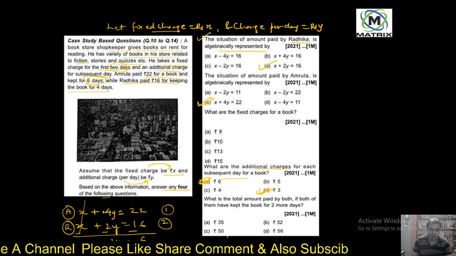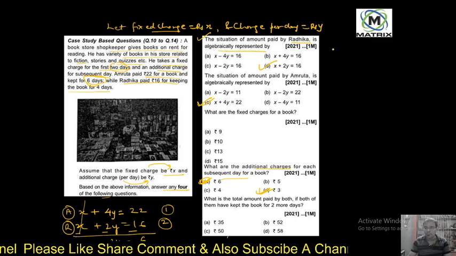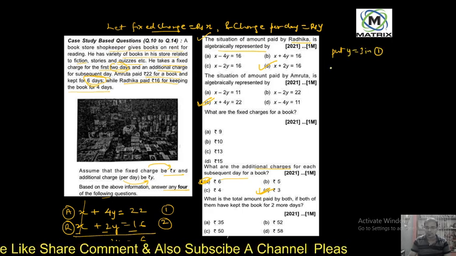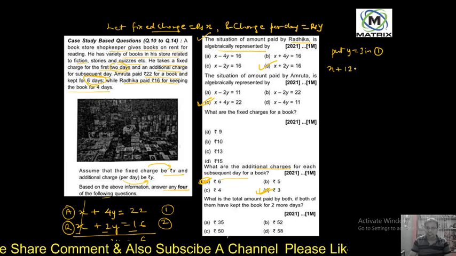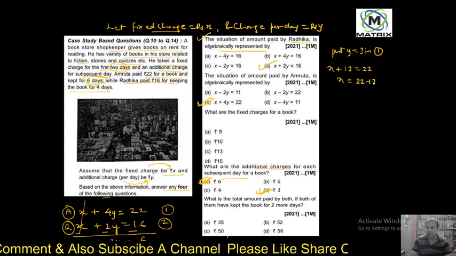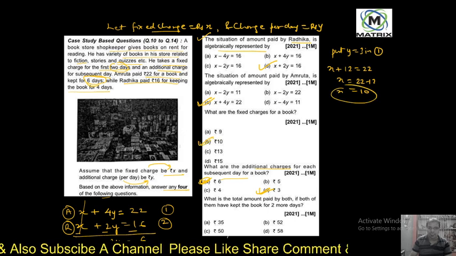Now if we put y equal to 3 in equation number 1, x plus 4 times 3, which is 12, equals 22. So x equals what? 22 minus 12, that is 10. So x will be 10. So rupees 10 will be the answer.